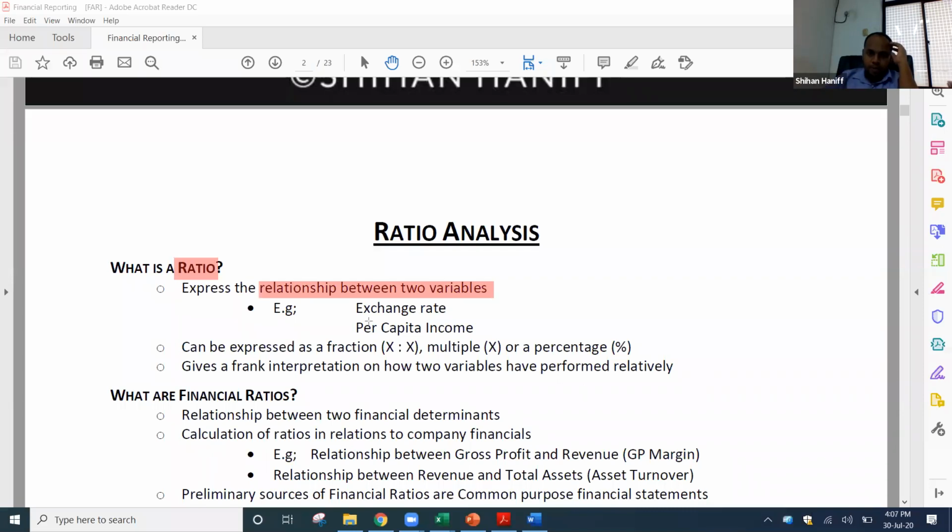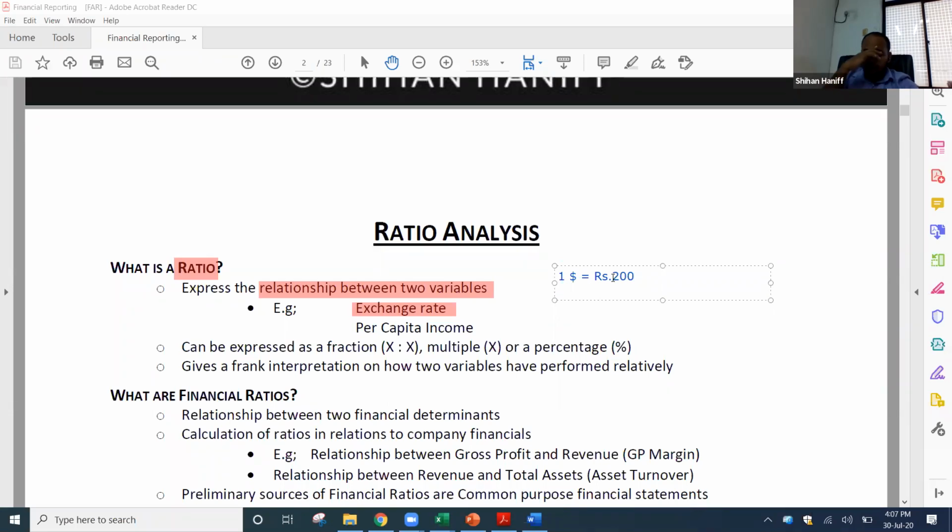If you take, for example, exchange rate. Exchange rate is a ratio, right? If you tell $1 is equal to 200 rupees, this is the ratio. It's a relationship. $1 equals 200 rupees. Relationship between two variables. One variable is dollar, other variable is rupees.